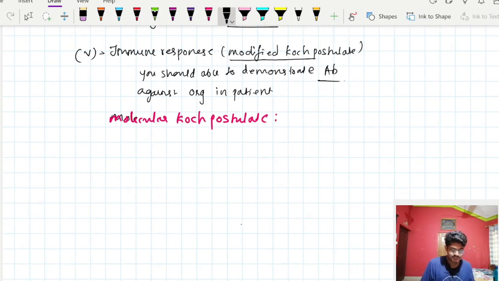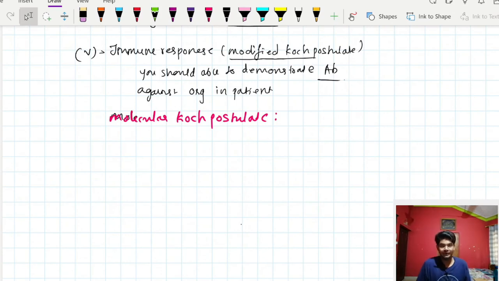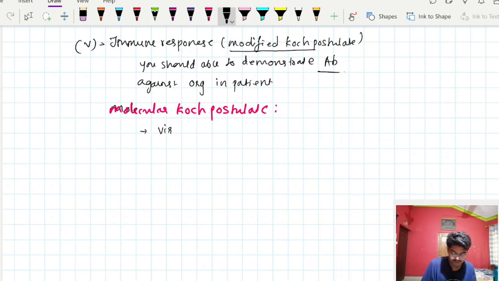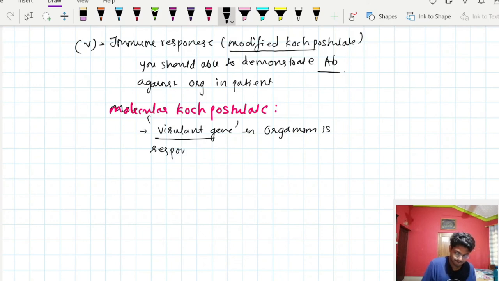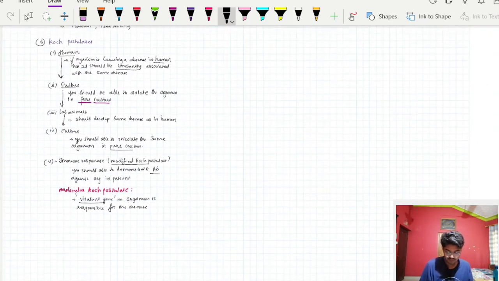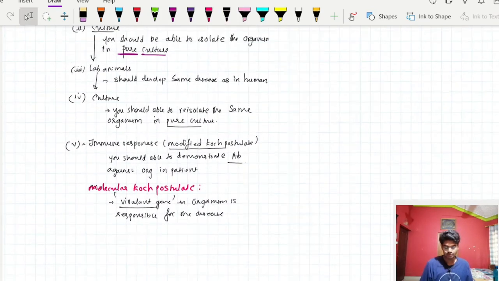Molecular Koch postulate says that the virulence gene present in an organism is responsible for the disease. So you see, these are the five Koch postulates plus the molecular Koch postulate.